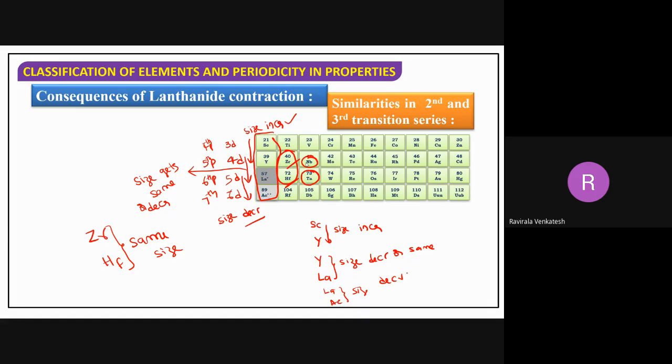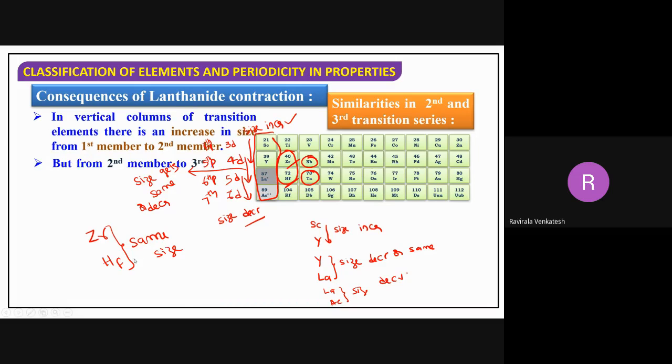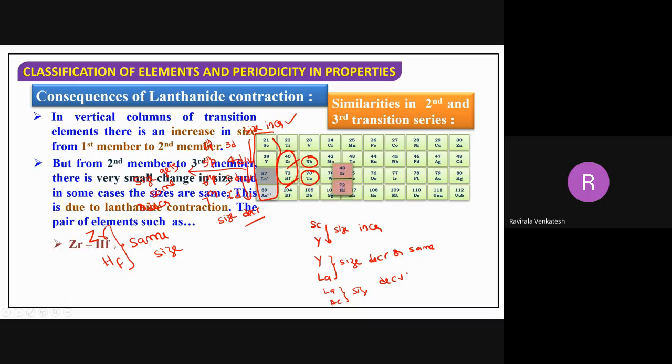So the second point is, because of lanthanoid contraction, size is decreasing, and in most cases it may be the same also. From 4D series to 5D series and 5D to 6D series, the size decreases. Because of this, zirconium and hafnium have the same size. So this is the consequence if you observe this one.